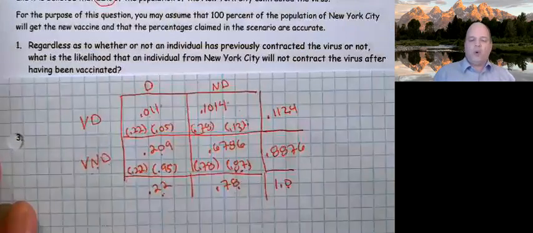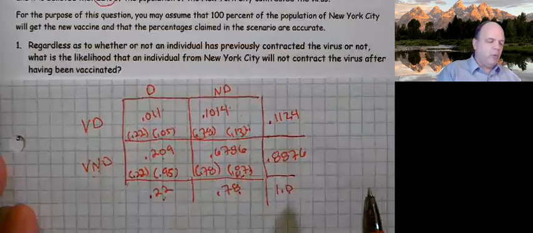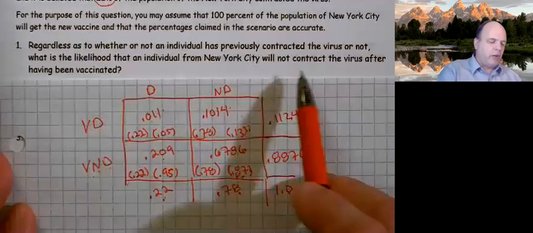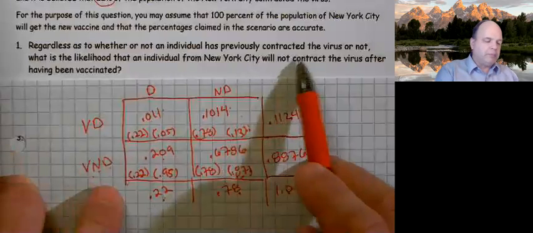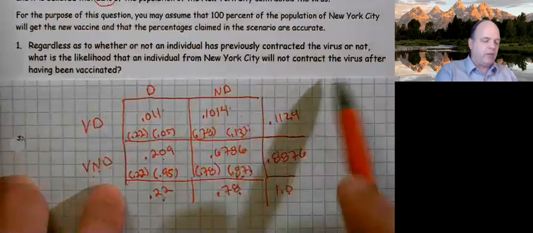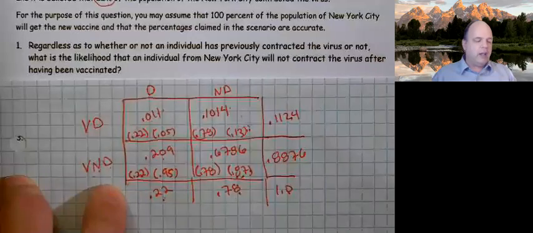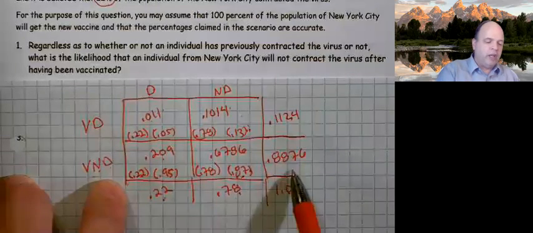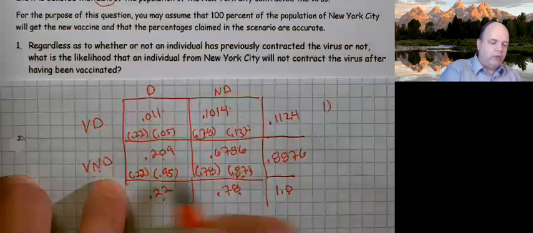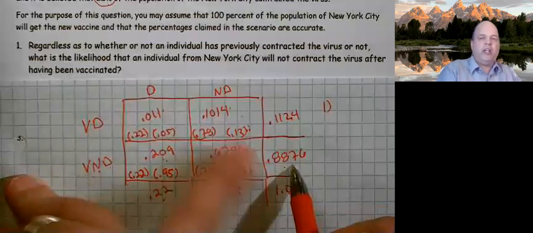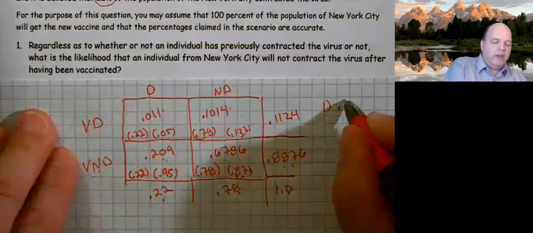All right, so the first question, regardless of whether or not an individual has previously contracted the disease, what is the likelihood that an individual from New York City will not contract it after they've been vaccinated? So we don't care if they have the disease or not, but they've been vaccinated, and we want to know the likelihood that they won't contract it once they've been vaccinated. Well, number one is just this value right here, that once you've been vaccinated, whether you've had it or not had it, the likelihood that you don't get it after you've been vaccinated is 0.8876.